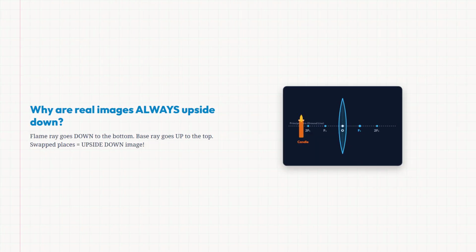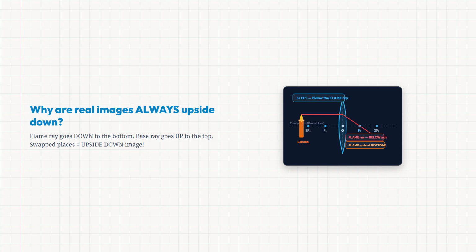Why is a real image upside down? Watch where the light goes, step by step. First, the flame. A ray from the top of the flame travels parallel to the axis. The lens bends it down through the focus F2, and after the focus, it keeps going down. Look. The flame's ray is now below the axis, so the flame's light lands at the bottom of the image.